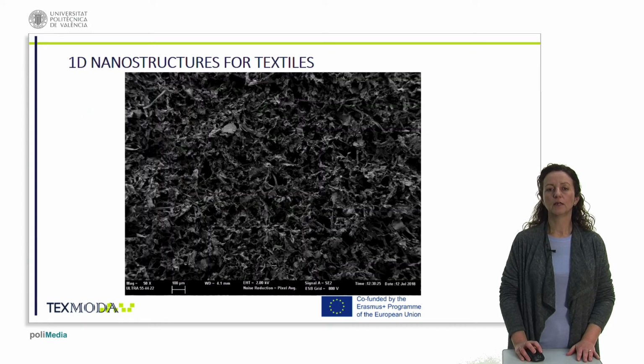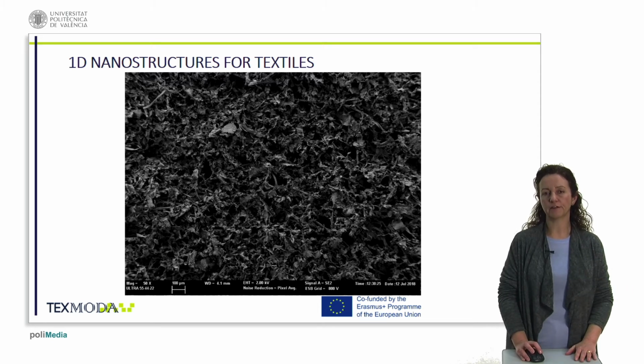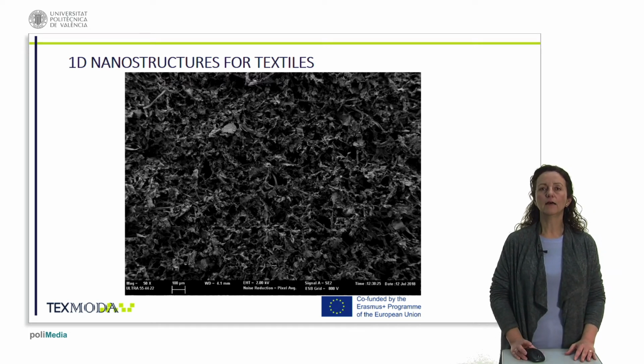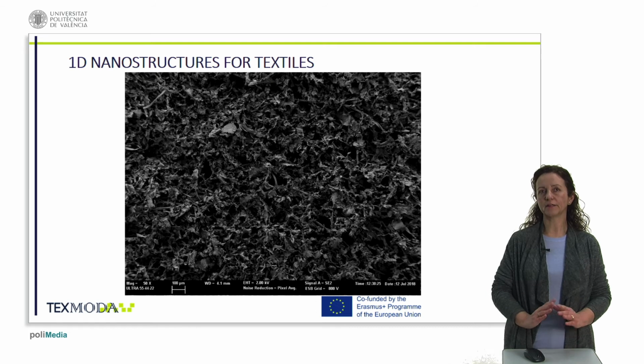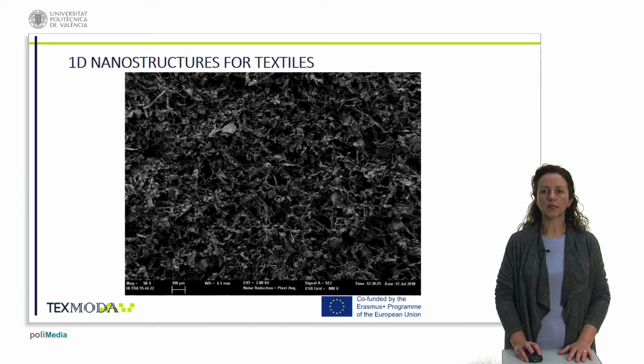For example, in the image that we have been using to define one-dimension nanostructures, we can observe different sheets of graphene. In this case, they are not well organized, and they have been used to coat a textile with an anisotropic deposition.